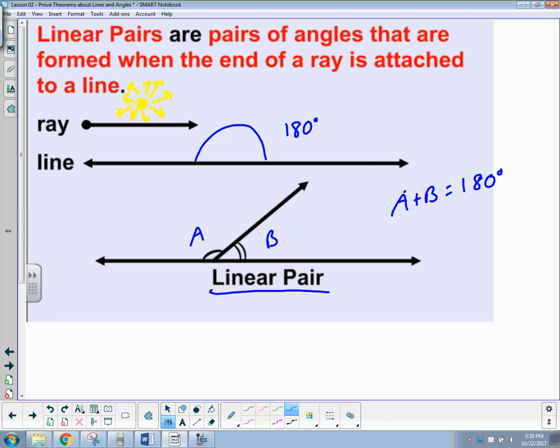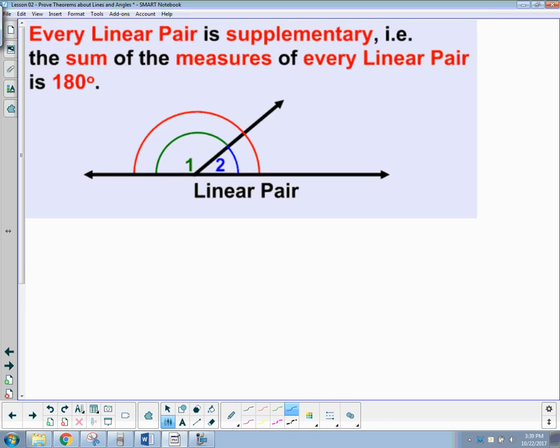So, rays of sunshine, we have a line, 180, linear pair. Remember, they're also, since they're next to each other, what else, starts with an A? Adjacent. Good. Every linear pair is supplementary. Remember, supplementary means the sum of the measures of every linear pair add up to 180. Supplementary means two angles add up to 180 degrees. Okay? And just like before, I know we talked about it before we had break, complementary adds to 90, supplementary adds to 180. Get those two down, and you'll have a linear pair.